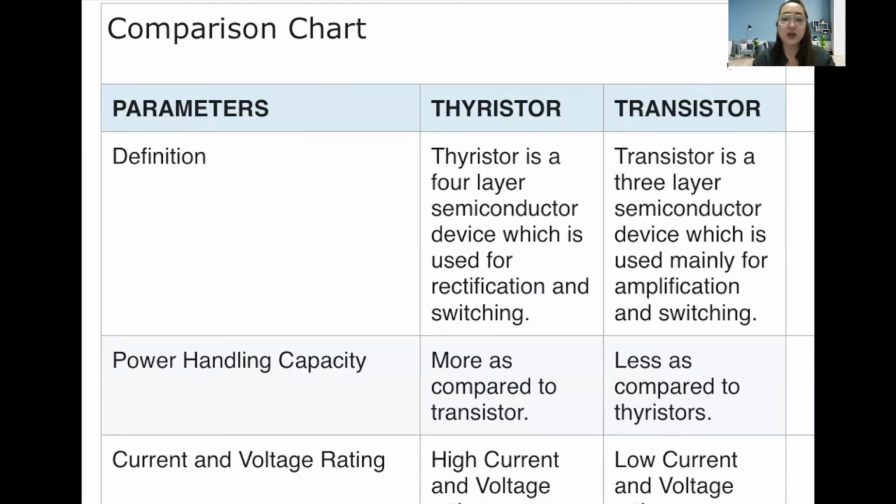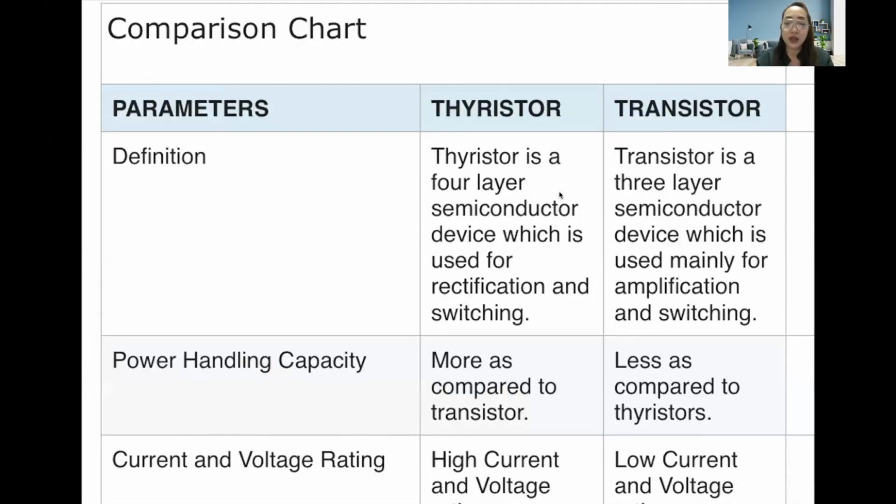While a thyristor is a four-layer semiconductor device which is used for rectification and switching. So both of the two have the purpose of switching. But the difference is a transistor is for amplification while the thyristor is for rectification. What is the difference between the two? Then we will look at what is the difference between amplification and rectification.